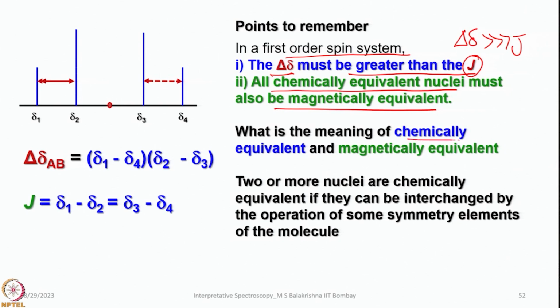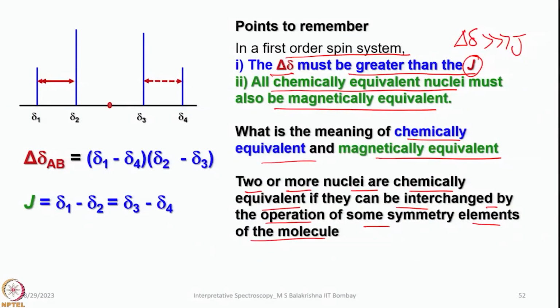What is the meaning of chemically equivalent and magnetically equivalent? Two or more nuclei are chemically equivalent if they can be interchanged by the operation of some symmetry element of the molecule. For example, take phenol, where we have ortho hydrogen atoms, and simply by doing a C2 rotation with respect to the OH and para hydrogen atom, what happens? If we cannot distinguish them, then we can say both are chemically equivalent.